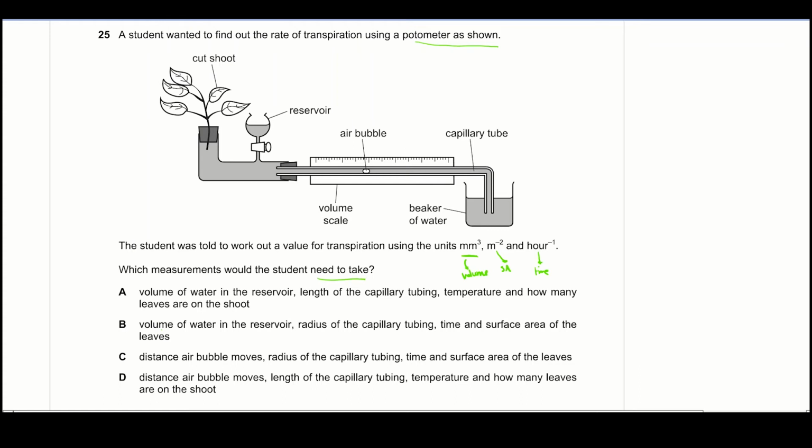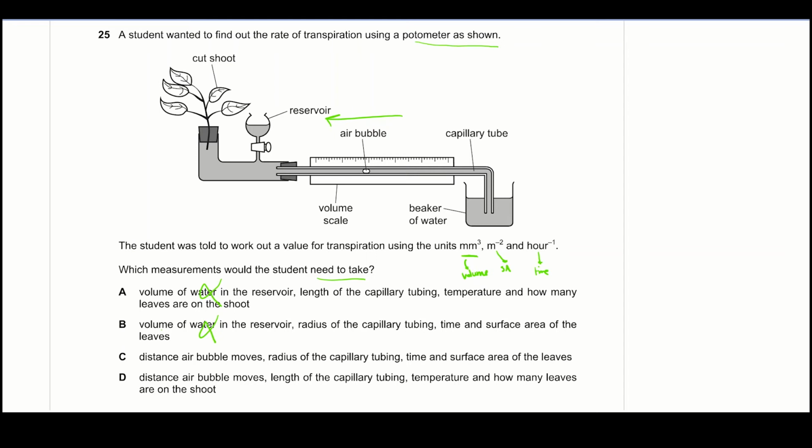Let's start with A, volume of water in the reservoir. As we all know, the volume of water for both is going to be incorrect because what is used to work out the rate of transpiration is the movement of the air bubble. The more the air bubble moves, the higher the rate of transpiration. Therefore, A and B is going to be incorrect.